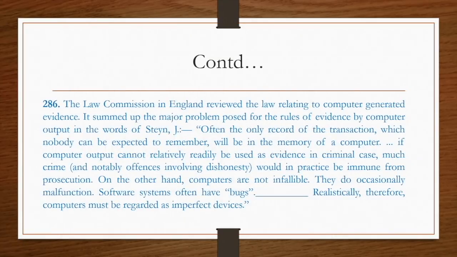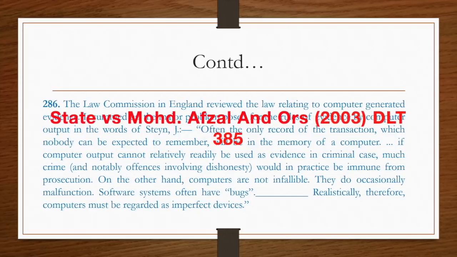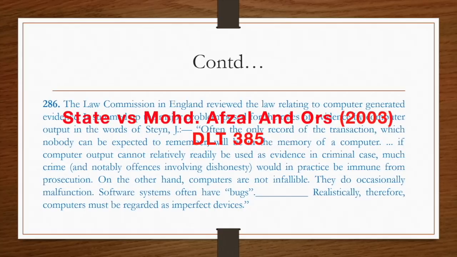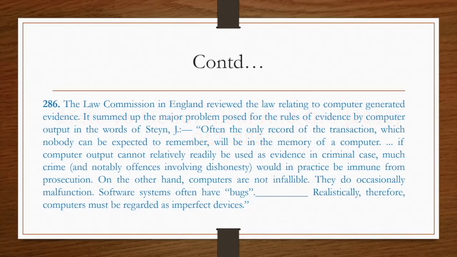Now, the Law Commission in England reviewed the law relating to computer-generated evidence. It summed up the major problem posed for the rules of evidence by computer output in the words of Stein J. Often, the only record of transactions which nobody can be expected to remember will be the memory of a computer. If computer output cannot relatively readily be used as evidence in criminal cases, much crime, and notably offences involving dishonesty, would in practice be immune from prosecution. On the other hand, computers are not infallible. They do occasionally malfunction. Software systems often have bugs. Realistically, therefore, a computer must be regarded as an imperfect device.